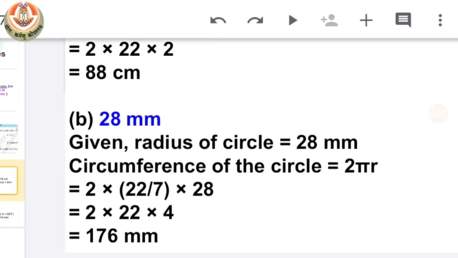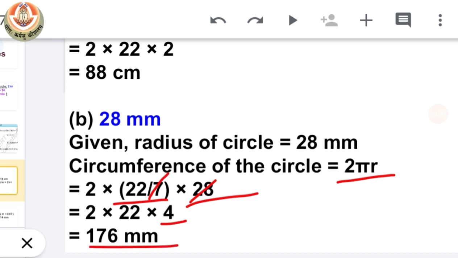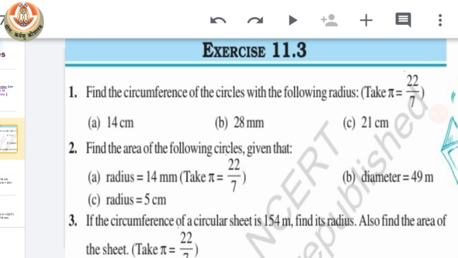Second part, 28 millimeter. So the radius is given as 28 millimeter and the circumference of the circle formula is 2 pi r. So we have to put 22 by 7 in place of pi. Radius is given as 28 millimeter. So we can directly divide 7 and 28. So we will have 4 here in place of 28. Now we have to multiply 2 with 22 and 4. So the circumference of this circle is 176 millimeter. Let's move on to the next question.